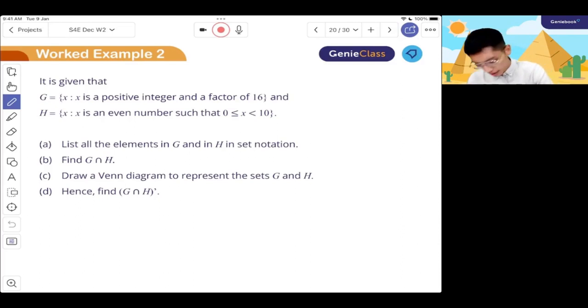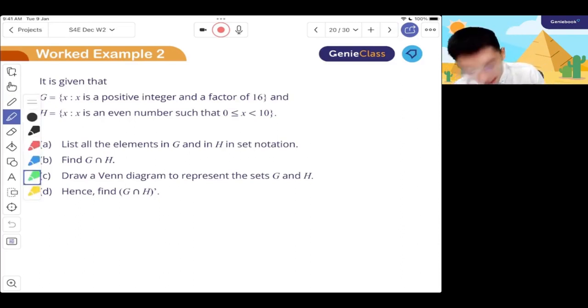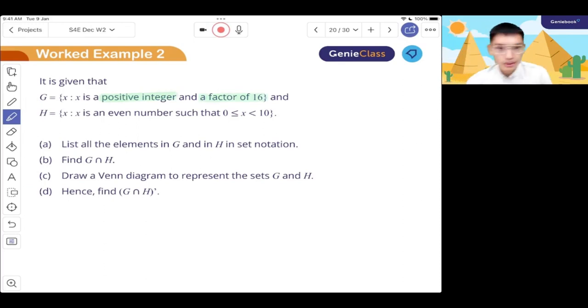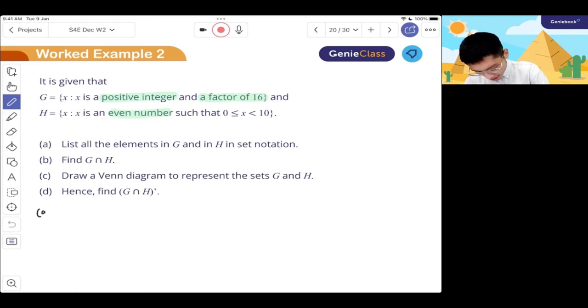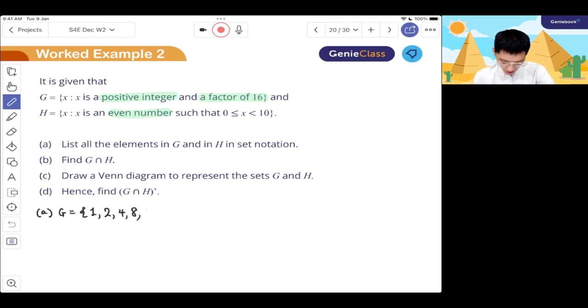All right. Now, with regards to intersection, how do we actually write out such a question? In this context, similar thing, but let's see the contents of the set. That's very important if you actually want to write down our sets. First, G is the positive integers that are factors of 16. H is an even number between 0 to 10. Take note, this is a little tricky. G is a positive integer and a factor of 16, so my factors are 1, 2, 4, 8, 16.